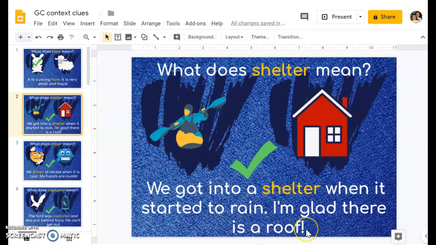Okay, there are a couple of clues here that can help us figure this out. So we have either a person in a canoe or a house. All right, let's look at the first sentence again. We got into a shelter when it started to rain. Okay, well, I can get into a canoe and I can get into a house. Let's keep reading. I'm glad there is a roof. Bingo. Is there a roof on a canoe? No. Is there a roof on a house? Yes. So shelter means house.